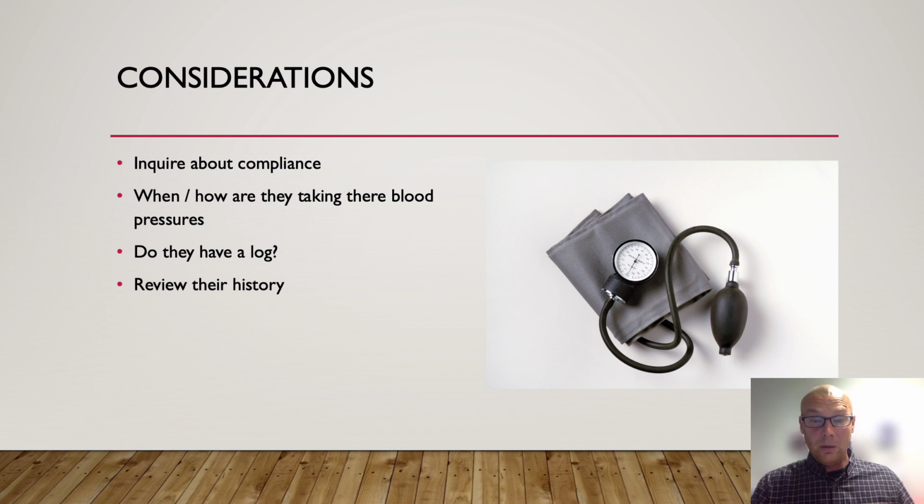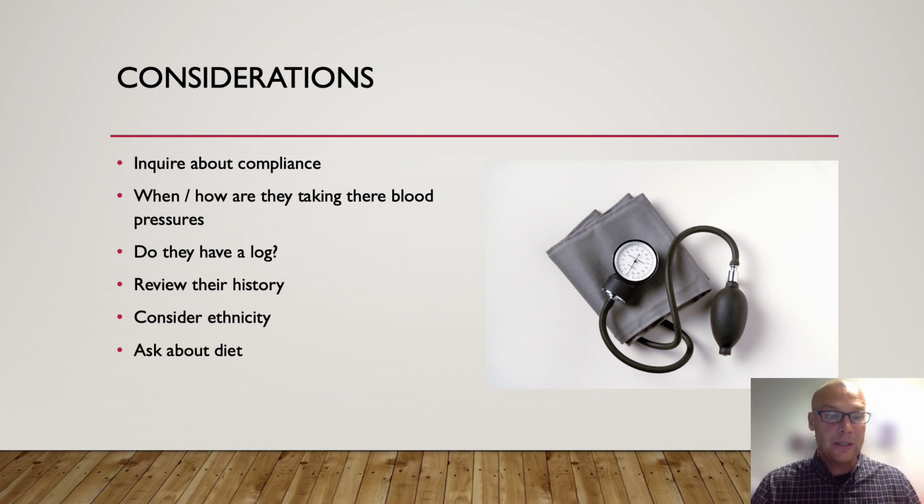Review their history again. So, are they on things like Lipitor? They may have atherosclerotic disease. They may have kidney disease. Maybe those things have advanced in some way that's also causing it. So you could look at their diet or their salt intake or some other things. Ethnicity, like we always talked about, is very important. Asking about their diet.